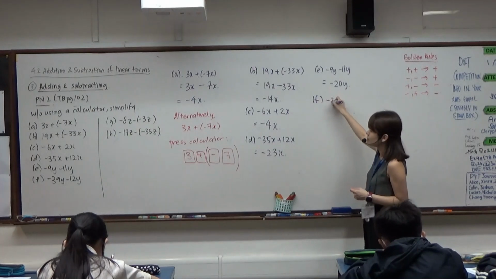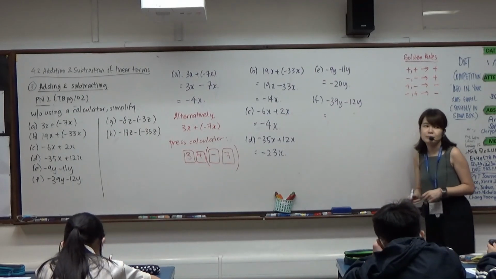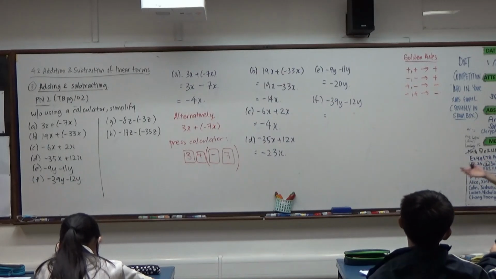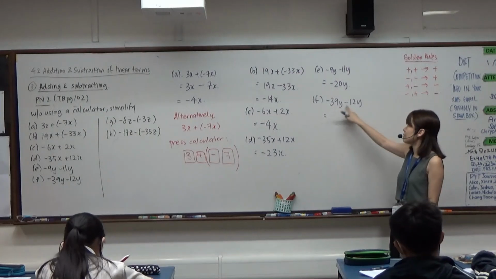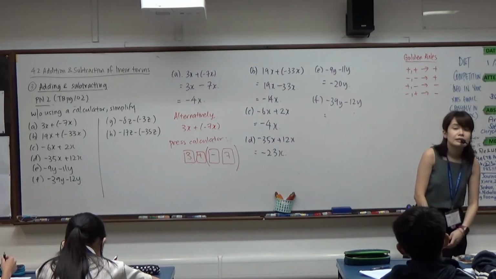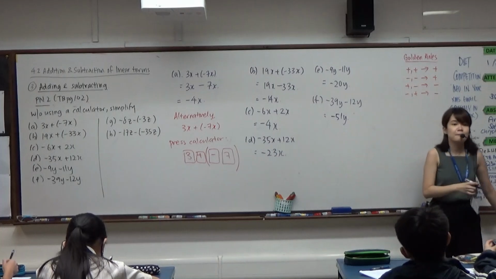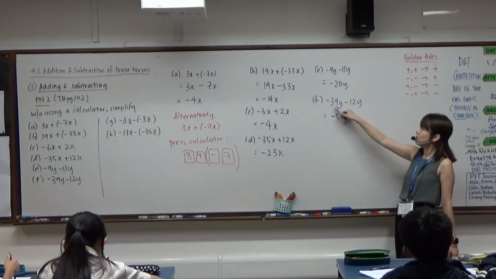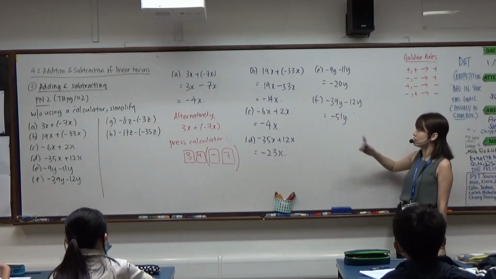Okay, part F. Negative 39y minus 12y. This is a fairly large number to calculate. Okay, I'm not going to stop you from using a calculator. This one you can use a calculator, if you struggle with this. So minus 39 minus 12, what will we get? Okay, negative 51. Not forgetting the y. So you can just think of negative 39 minus 12, or owing people $39, owe people $12. Total you owe people $51.